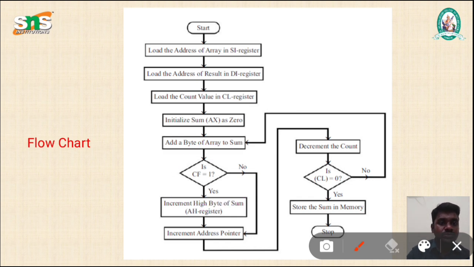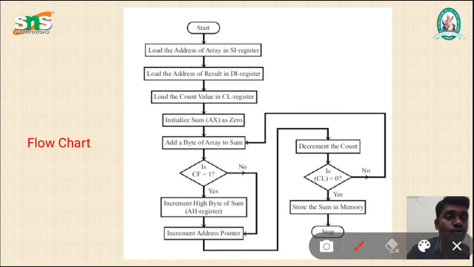Here we are using a different concept of JC and JNC. If CF is equal to 1, that is yes, it will increment the high byte of the sum, that is the AH register, then move to increment the address pointer. Otherwise, if the condition is no, it will directly go to increment the address pointer. So it will skip the increment of the high byte of the AX register.